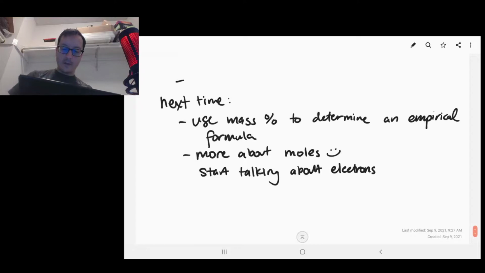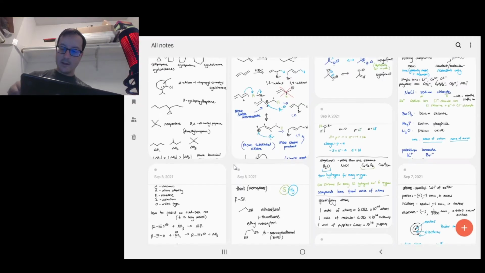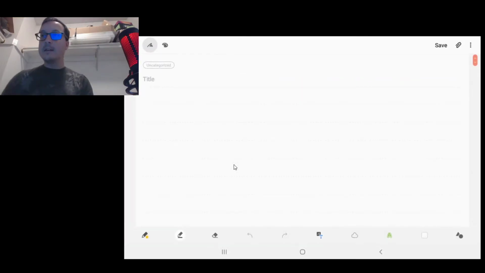Cool. So we're going to go ahead and continue on then. Today we're going to start by doing the opposite of what we did last time. Last time we went from a formula to a mass percent, but we can do the same thing going from a mass percent to a formula. And we can go ahead and see what this is going to look like.